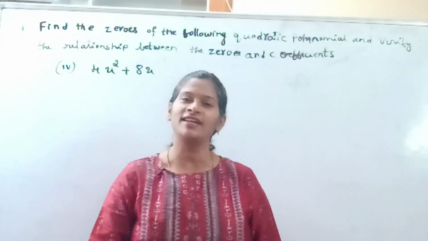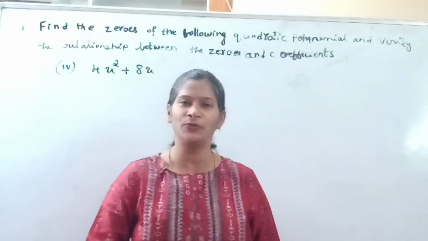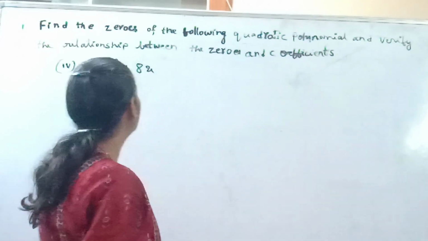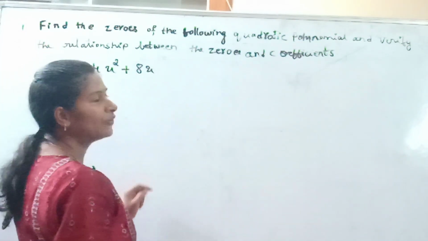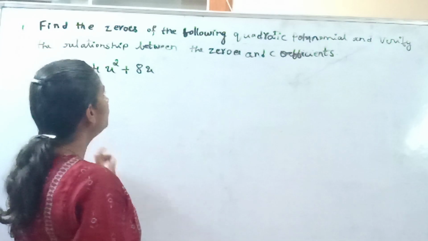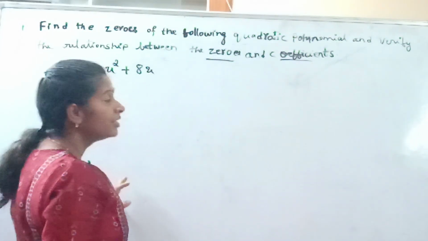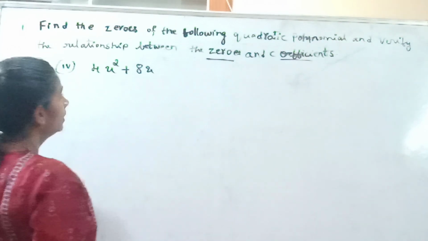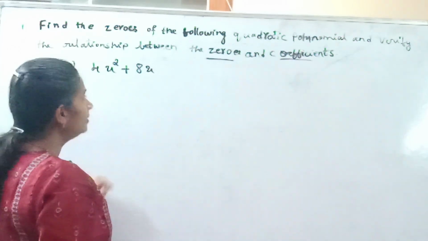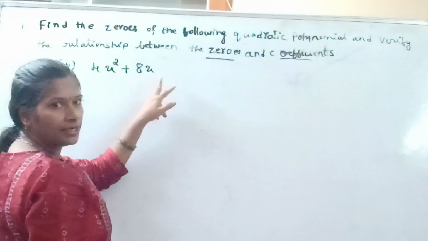Hi, let us solve second exercise problems of chapter polynomials. Coming to the first main problem: find the zeros of the following quadratic polynomial and verify the relationship between the zeros and the coefficients. Coming to the fourth problem, the given quadratic polynomial is 4u square plus 8u.